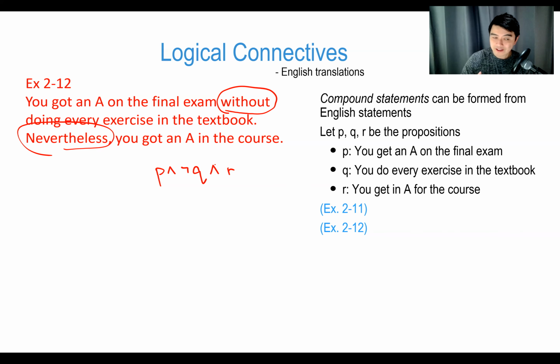It's that you got an A on the final exam, you didn't do every exercise in the textbook, and you got an A in the course. That's what happened. So you lose a lot of the meaning by translating into this symbolic form, but this is nonetheless how we're going to translate it. Now, if you take a look at the expressions here, we have P and not Q and R. So the last thing is, do we need any brackets to indicate which order it comes in?